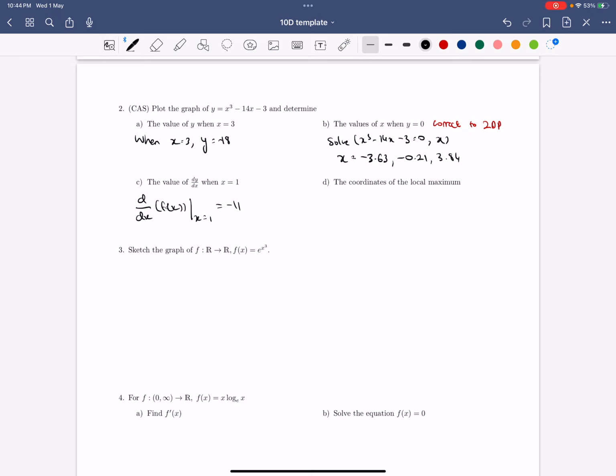And then the last part is the coordinates of the local maximum. So for this one, I think it's best to get a graphing page out and to graph f2 of x, or whatever you've called it on your CAS. I've called it f2 of x. All right. So I'm just in the process of getting that done.